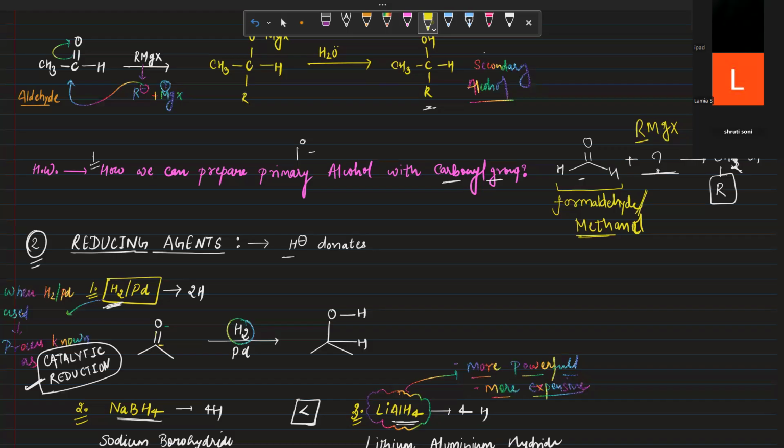Sodium borohydride is what sort of reagent? Is it reducing, oxidizing, or anything else? I think it's oxidizing, right? No, it's a reducing agent. Oh, yeah, sodium borohydride, it's reducing. Sorry. Yeah, it's reducing.